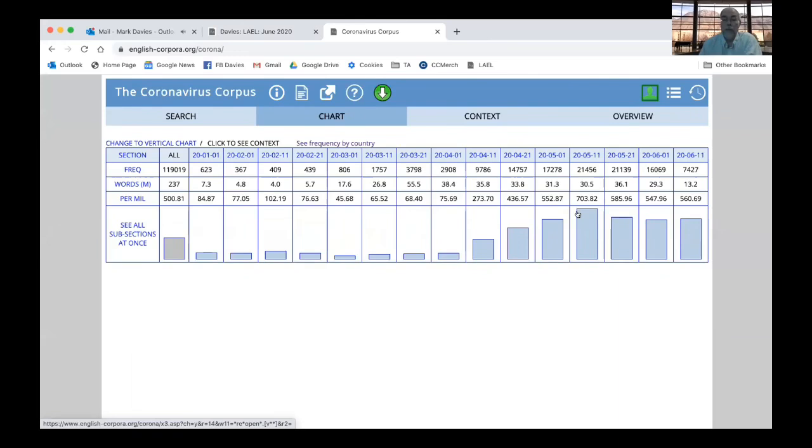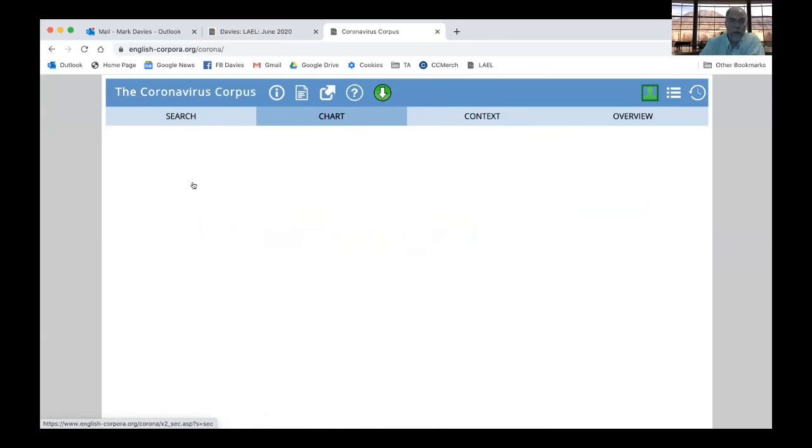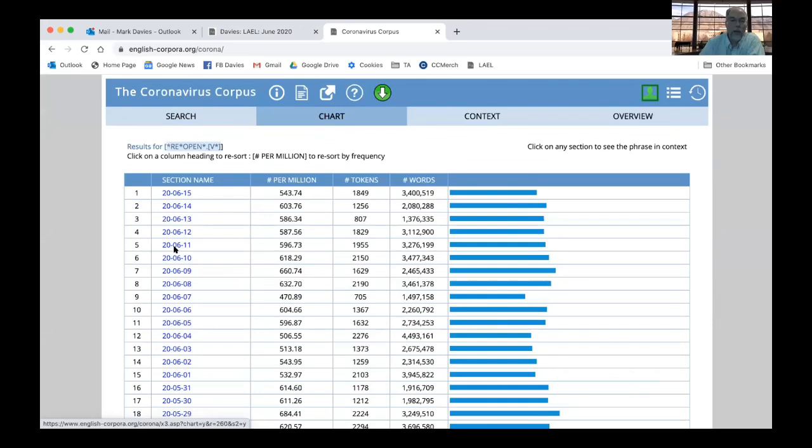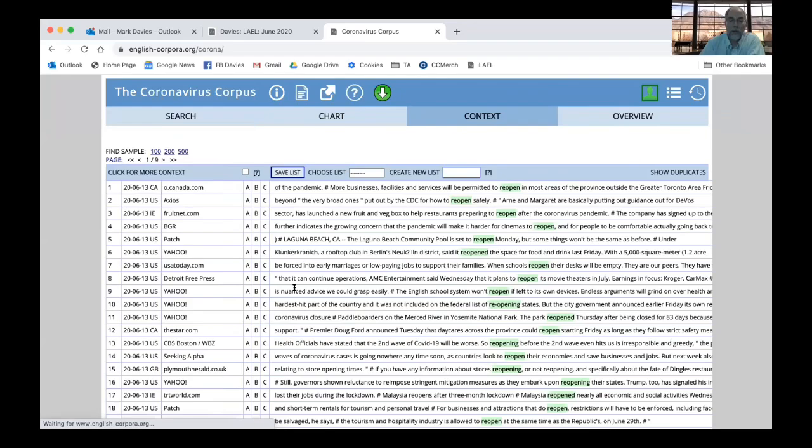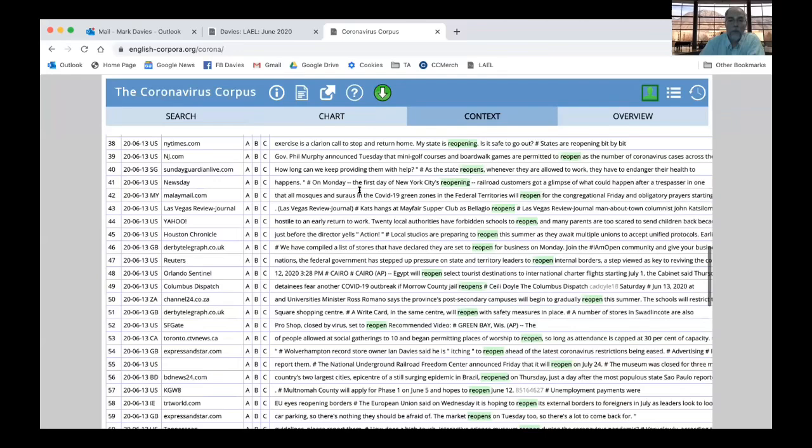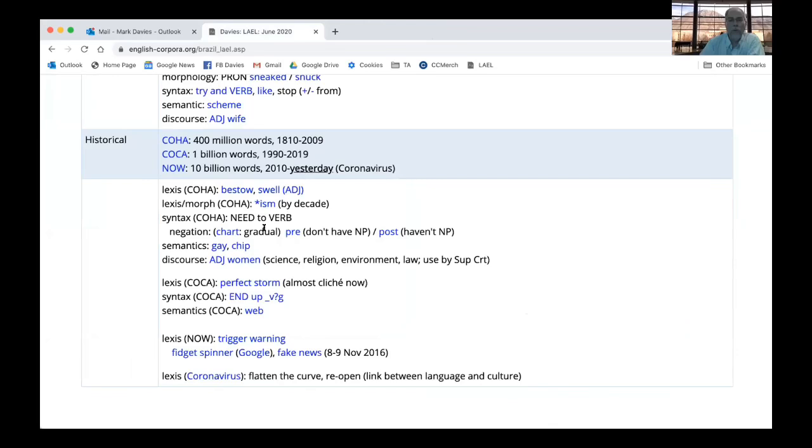And the interesting thing about this corpus is rather than looking in just 10-day periods, you can actually look day by day at the frequency of any of these words and phrases. Again, I clicked on June 13th, so these are all from June 13th. The point is this corpus is designed to be hopefully the definitive record of what's happening with coronavirus in terms of culture and society. My hope is that this corpus is used for many years into the future as people are looking at what happened here in 2020.